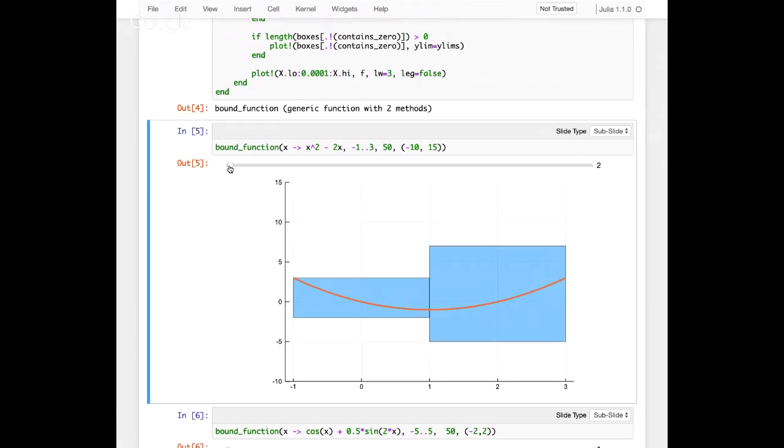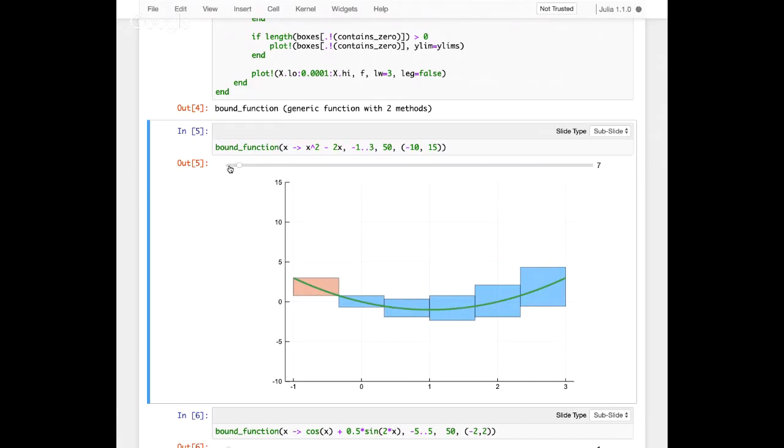So it's still an overestimate, but it's less of an overestimate, right? And as I keep bisecting, I get less and less of an overestimate. By shrinking the size of the interval, the overestimate of the range gets smaller and smaller. And so as I take more and more intervals, I get a better and better approximation of my function. One of the things I did here was color these boxes. The boxes which are blue contain zero, and the boxes which are not blue do not contain zero.